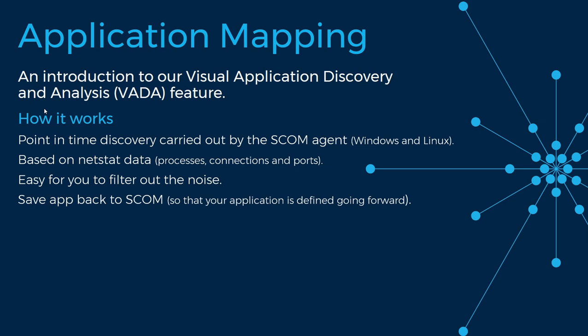What's also important about that discovery and mapping process is we've made it very easy for you to filter out what I call the noise. Netstat is by its nature quite noisy. You're likely to have an awful lot of processes running on your servers that aren't part of your application definition. To turn that raw netstat data into something you can actually use to map your applications, it's important that you're able to filter that out. I'll show you how we've done that for you.